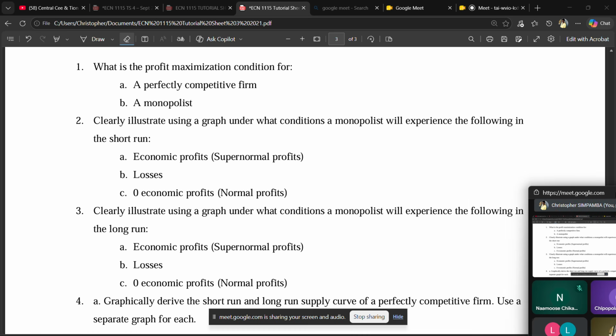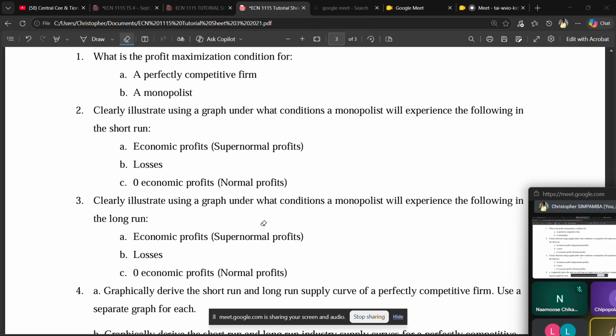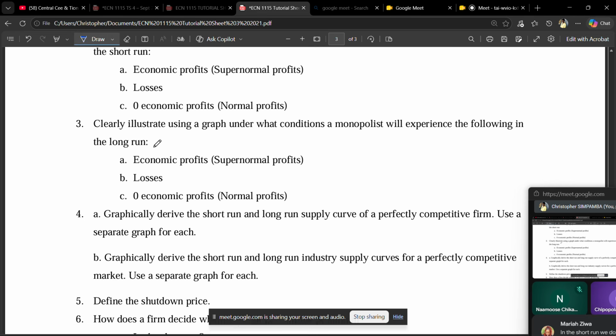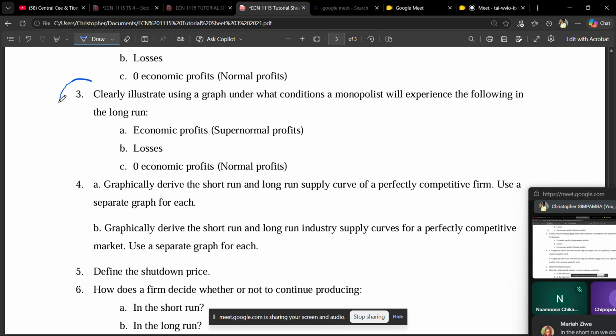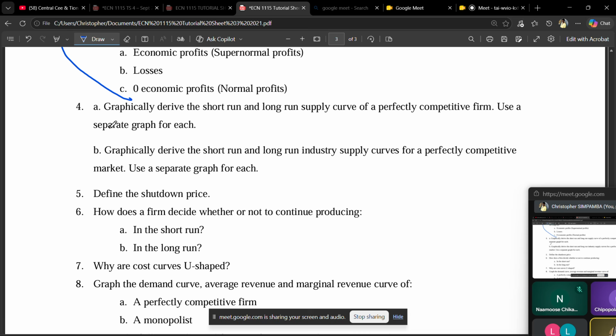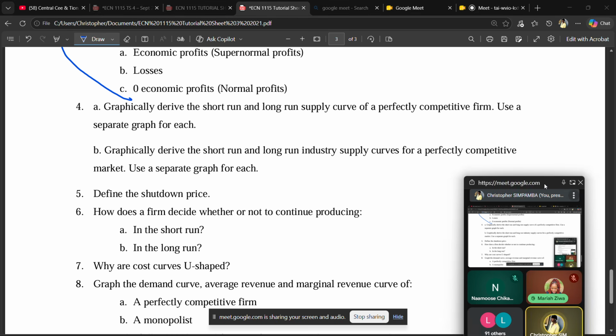Right. Okay, let us move on then. This question is just the same question, so we can move on to question 4. Question 4 says: graphically derive the short run and long run supply curve of a perfectly competitive firm. Use a separate graph for each. So basically here, yes, Maria.